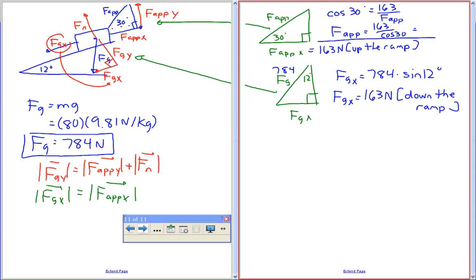Sounds right? Okay, going way back. Why is FGY equal to FN plus F applied Y? Because the normal force is sort of just a leftover force. Somebody in physics want to explain this? Basically, normal force is like a balance force. The reason I'm not going through the ground right now is that there's a normal force balancing up, pushing it.